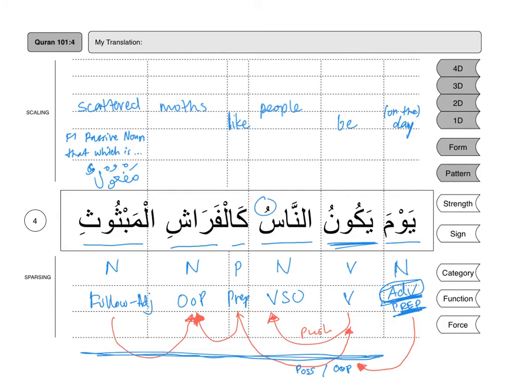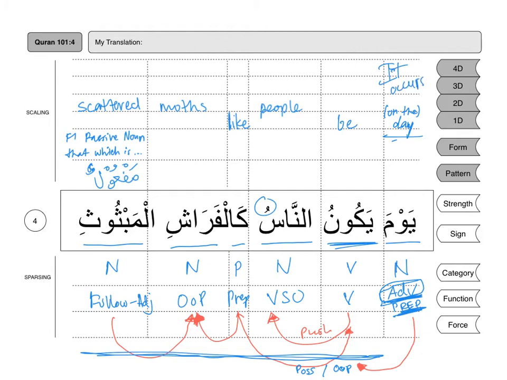Now usually when you have a preposition, you have a linking verb to it, right? So when you have an adverb, you have to link a verb to it. Now there's no verb, so when there's no verb, you assume a verb. How do you assume a verb? You just answer the question of mal qari'ah. What is the qari'ah? So yawm here means on the day. So the verb would be something like it occurs.